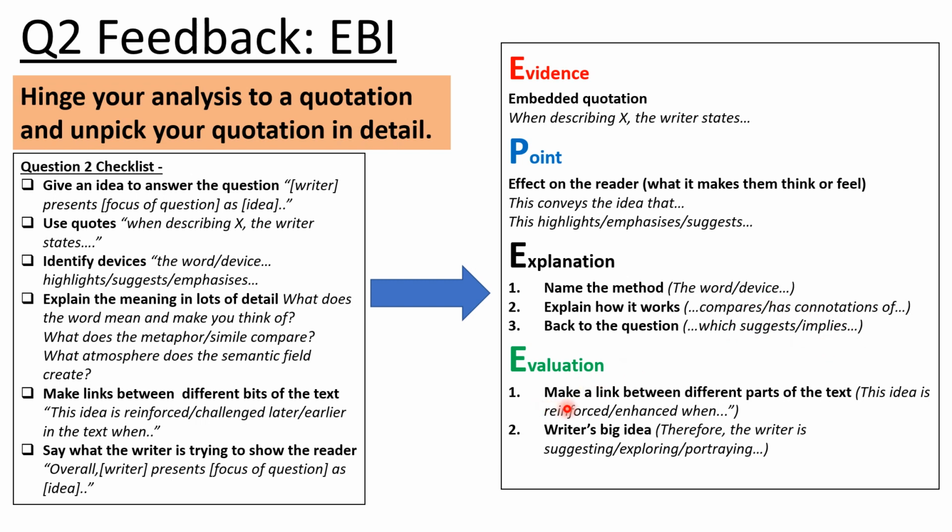Then at the end, we make a link. This idea that we've talked about here is reinforced and enhanced when, and then we choose and unpick a different quotation from the extract. And then we introduce a writer's big idea at the end. What is the writer suggesting? Why has the writer chosen this language? For what purpose? What are they trying to make us think about? What are they trying to make us visualize and feel? And that's what we put at the end there. Don't be overwhelmed, because this is basically this, but just in a different order and in a simplified format. So hopefully it'll be easier for you to navigate.